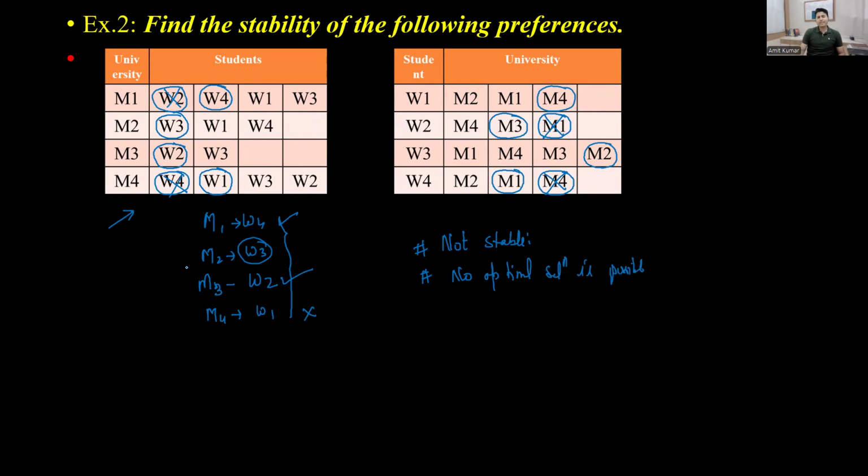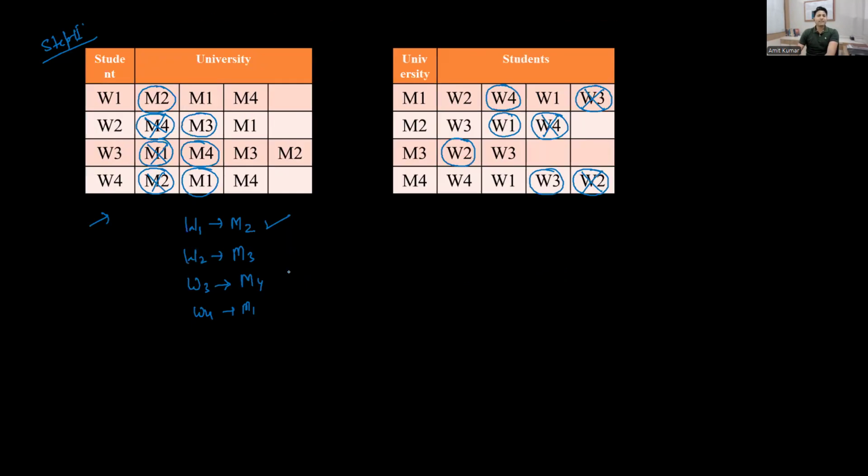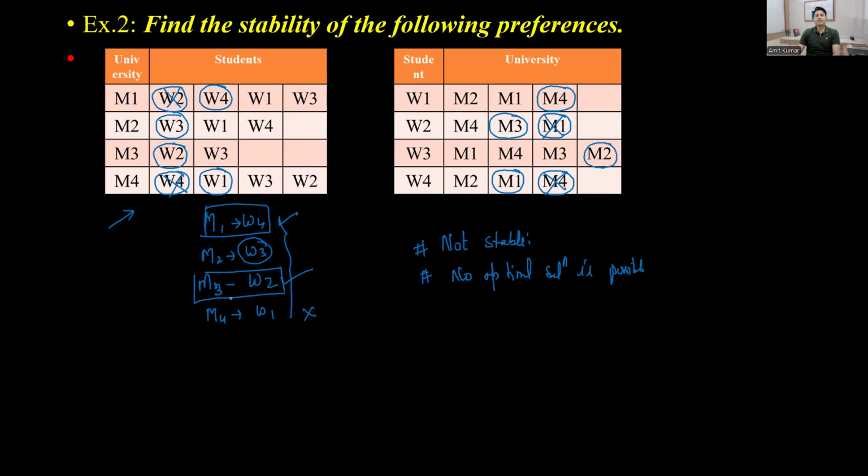Okay, but still you can see M1 W4 and M3 W2 is the same in both the cases. So we can say these two matchings are optimal individually, but the overall scenario for this problem is not optimal. As the given problem is not stable, we can say no optimal solution exists for it. I hope you understand the procedure.